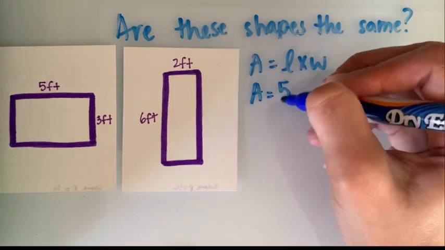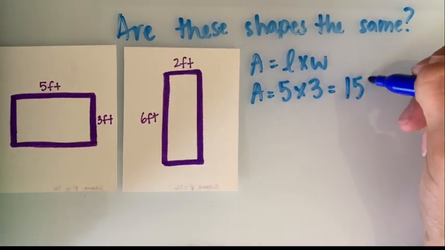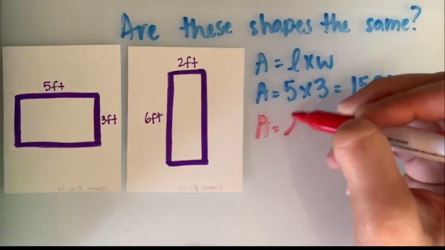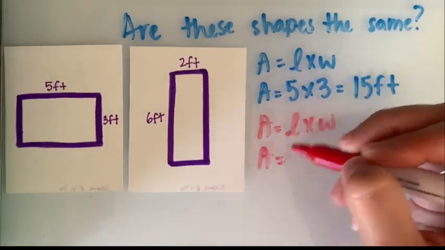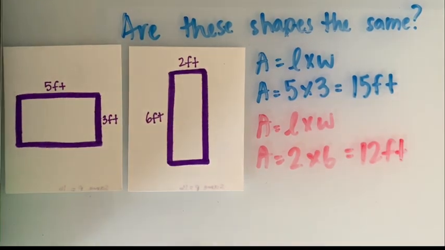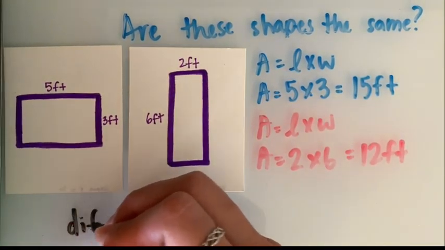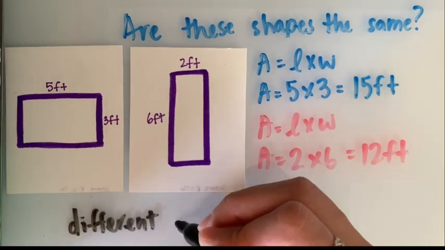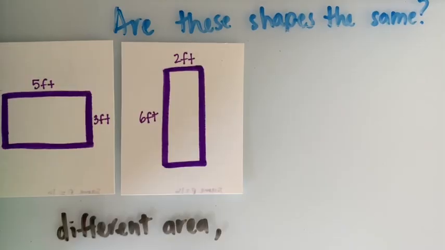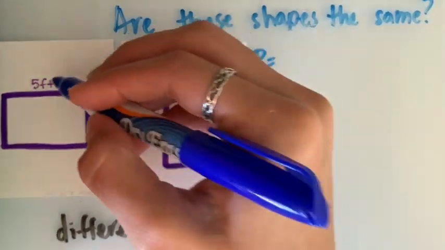That means that we're going to multiply 5 times 3, length times width, which for our first figure, our area is 15 feet. For our second figure, again, length times width, so that means it's 2 times 6, which is 12 feet. So here we see that we have different areas. So we need to figure out whether the perimeters are the same. So let's figure that out.